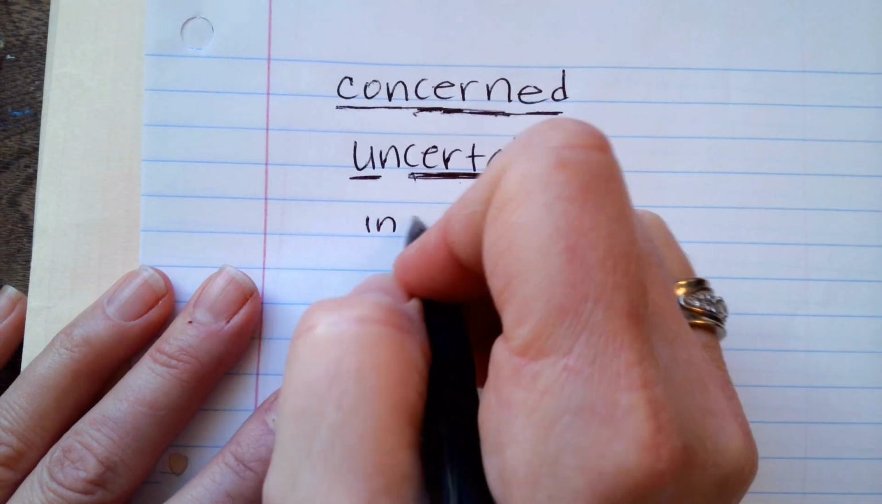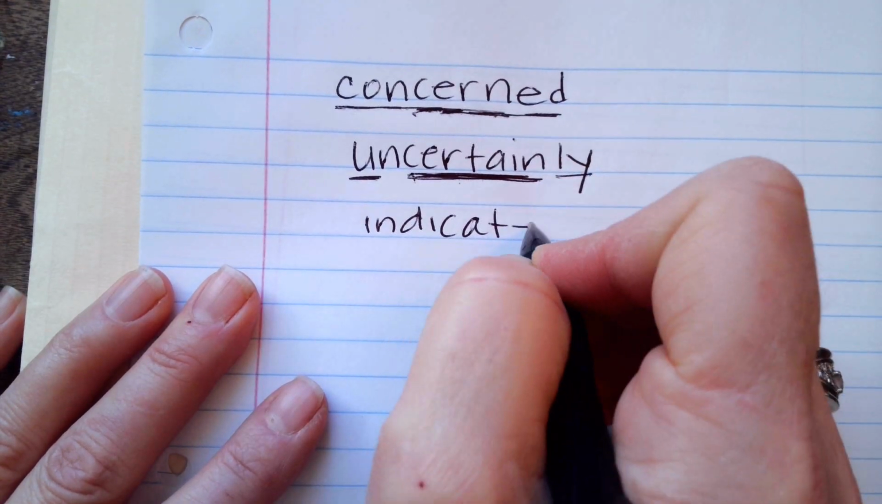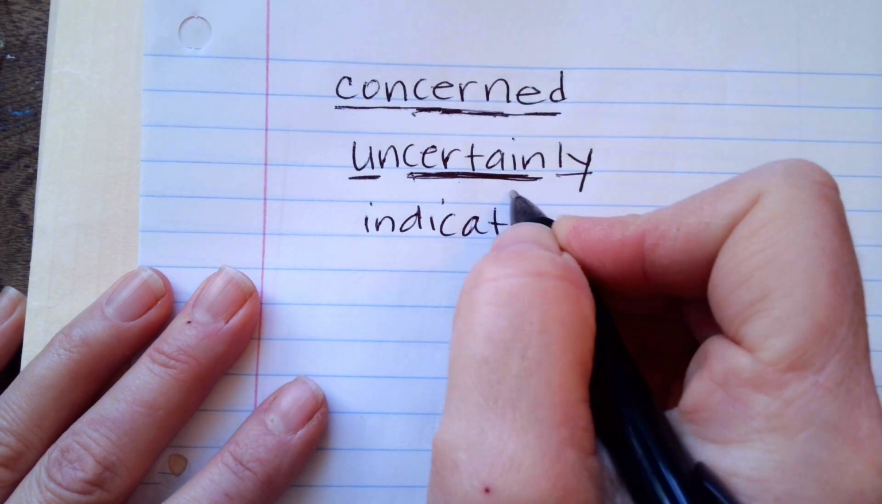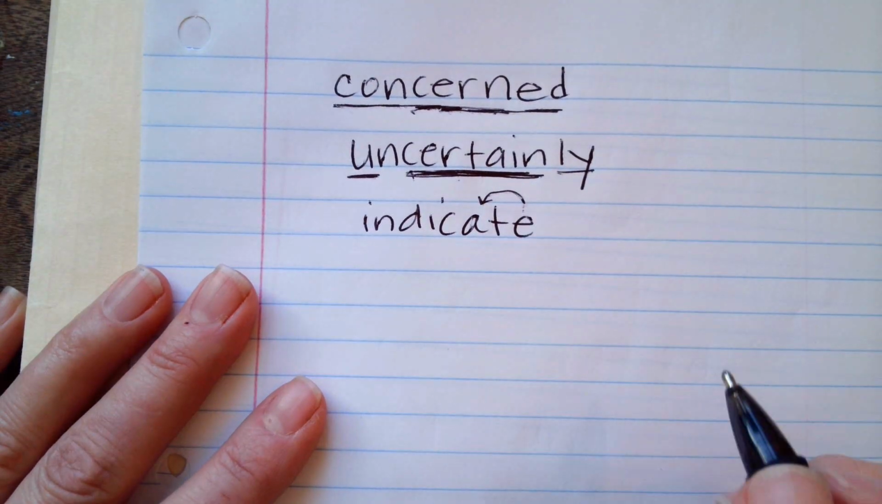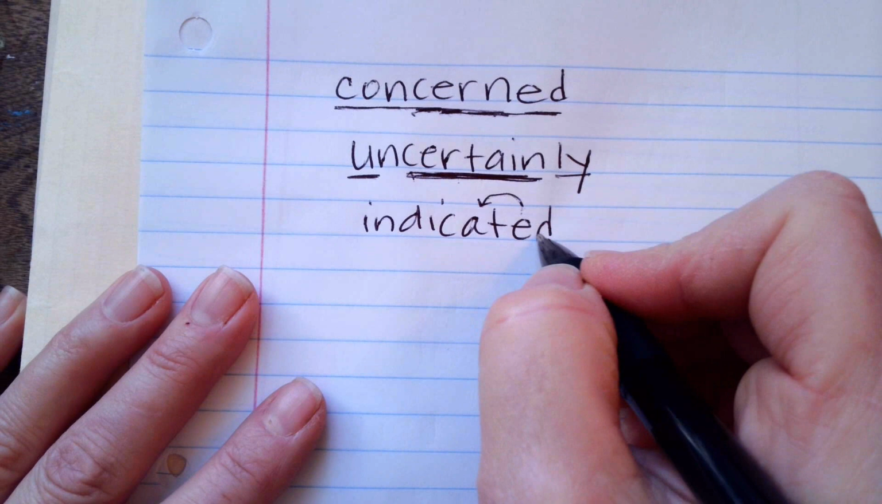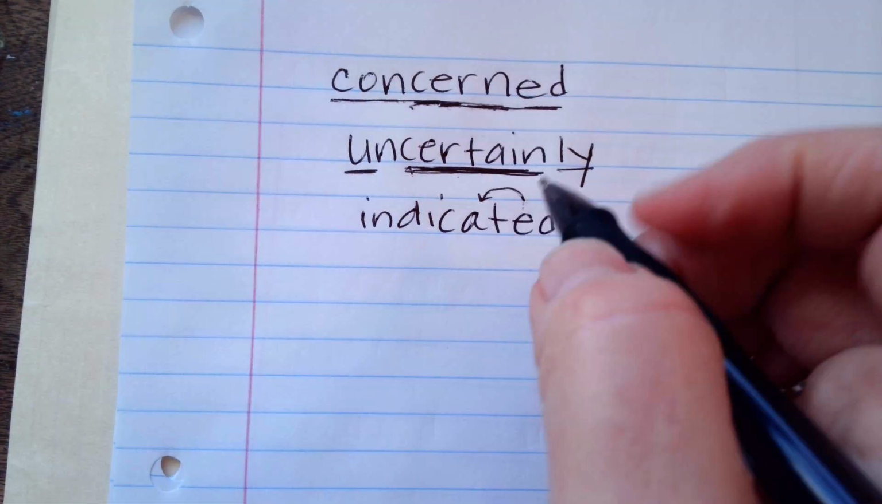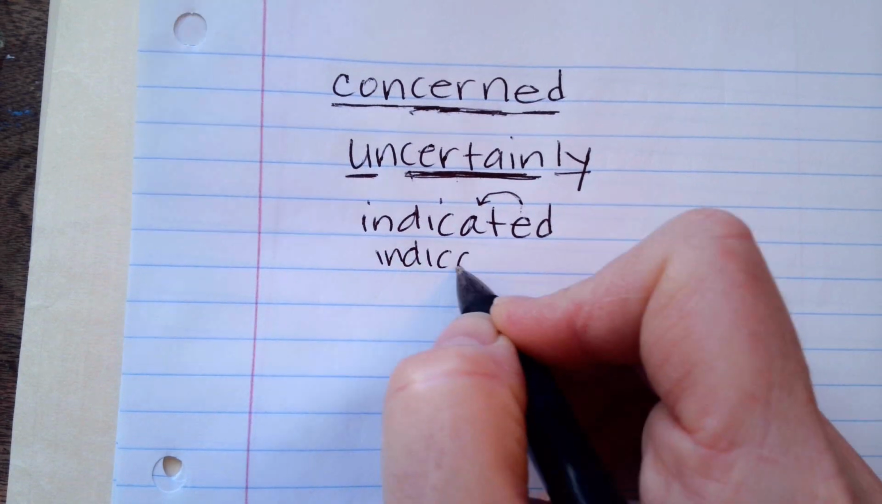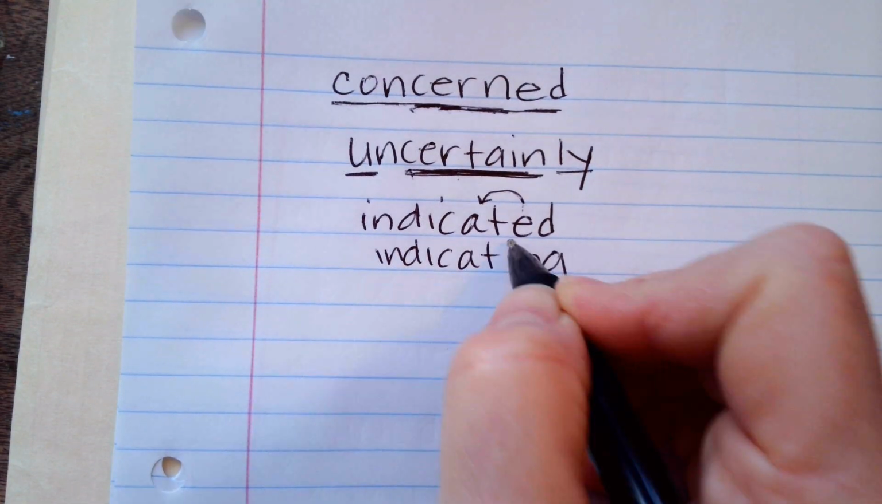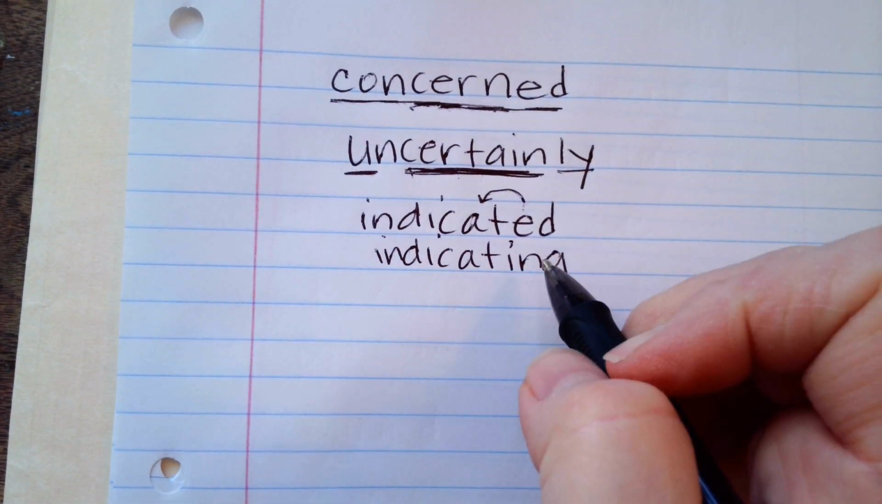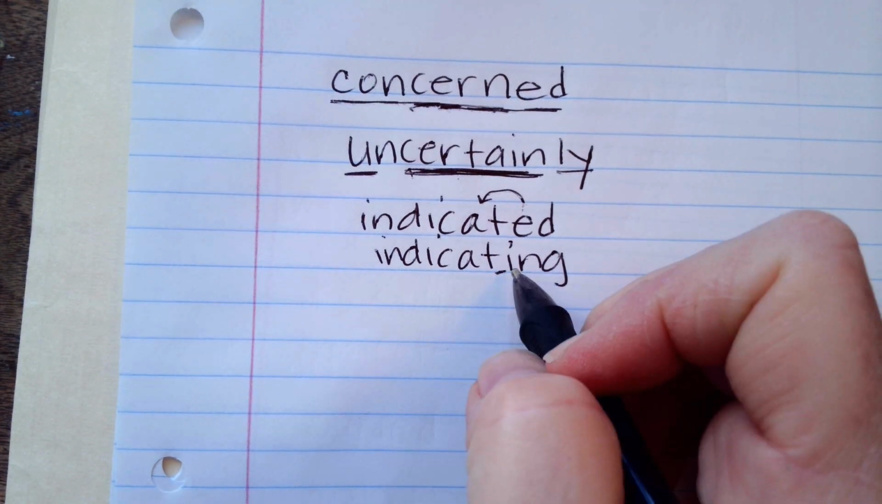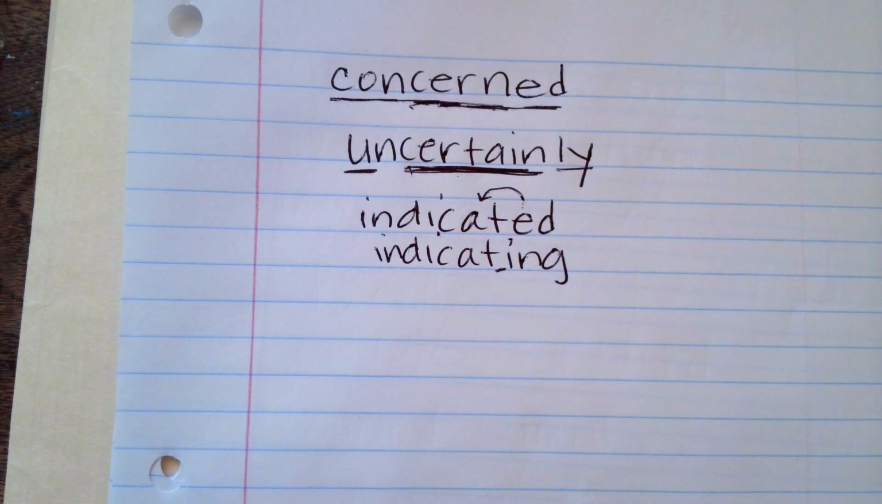Next one is indicate. This E makes the A say its name, indicate. It might be seen like this, indicated or indicating. Those are all variations that you might see. And then you see they drop the E. Remember, we changed the E to I, add ing. So they dropped the E, got rid of it, and they added the ing.